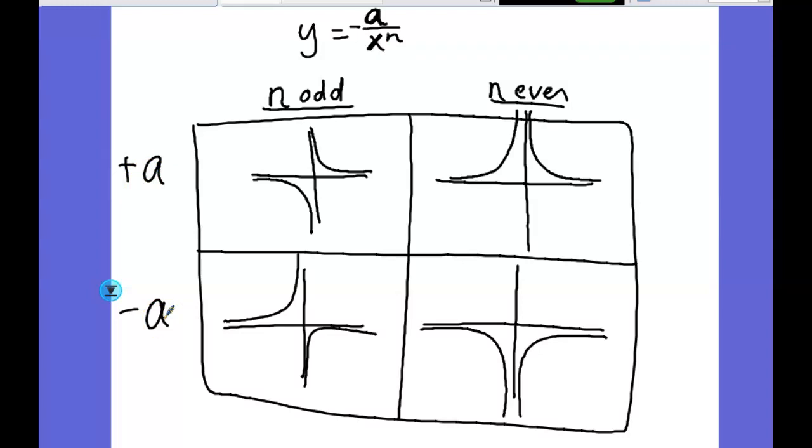When a is positive and n is odd, it looks like this. When a is positive and n is even, it looks like this. But if a is negative, the odd one will look like this. Or if a is negative, then the even one will look like this. It flips them upside down. So we have 4 possibilities. So I'm going to give you guys an example to do and copy here. So let's go ahead and take a look at example 1.